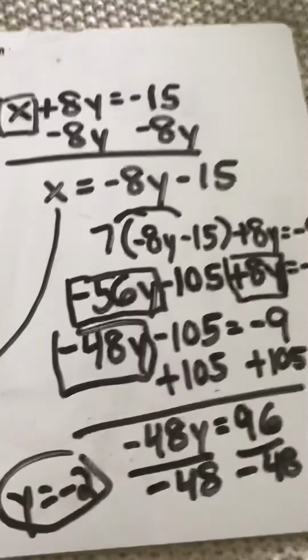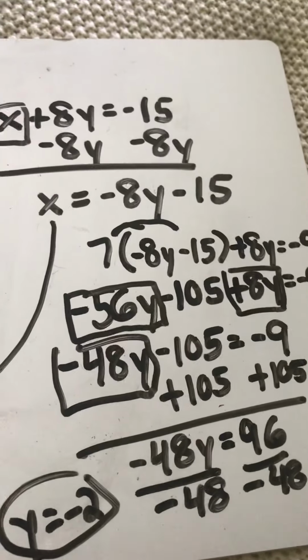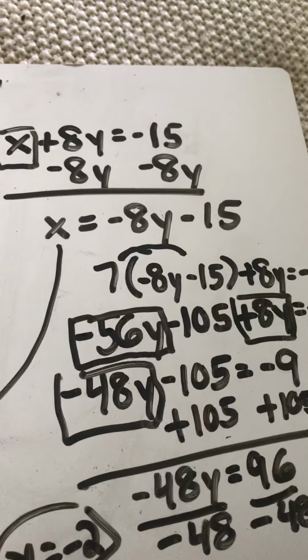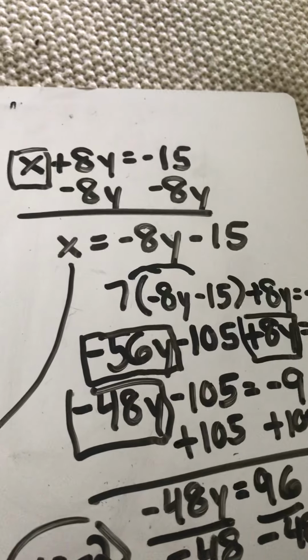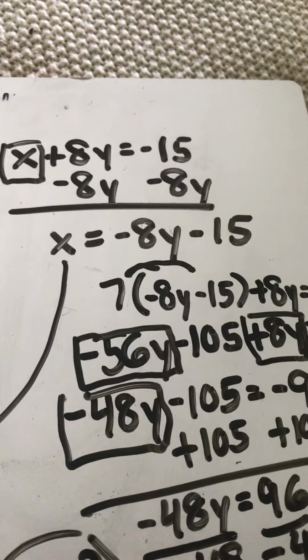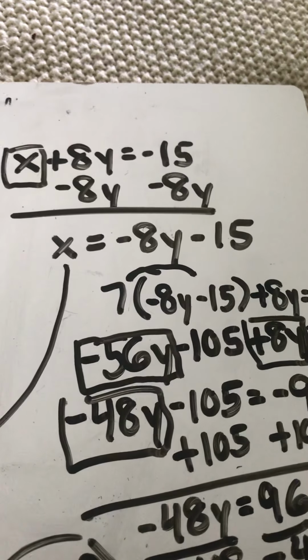So that was just proving that it doesn't matter which method you use. I tend to like elimination better, but you can always use substitution, and it will give you the same exact answer to your system. Okay, so we're going to do one more example. And I won't show both ways, I'll just show you the easiest way.